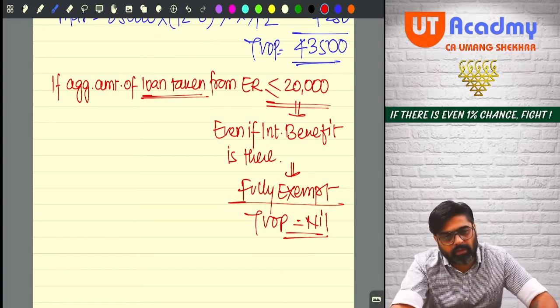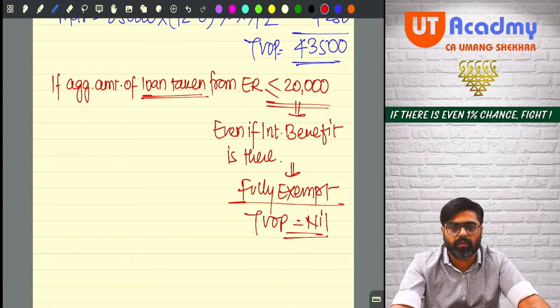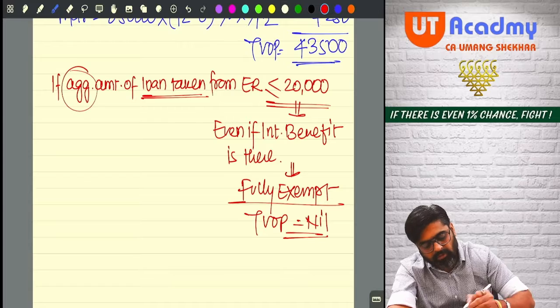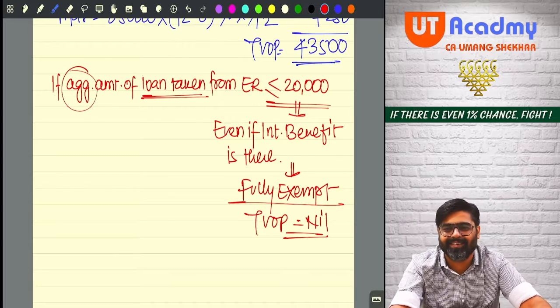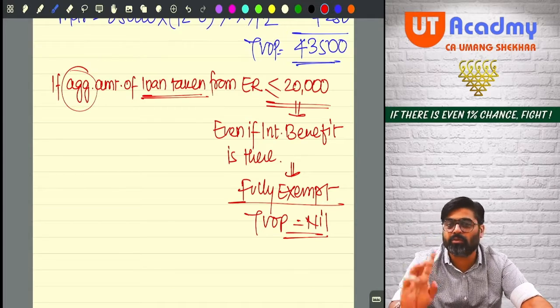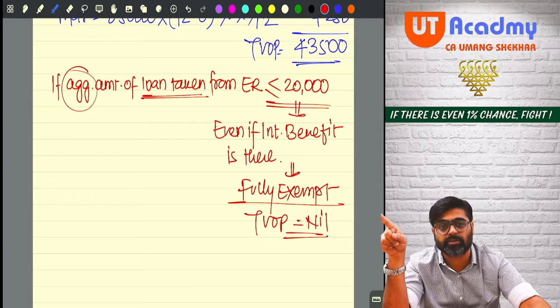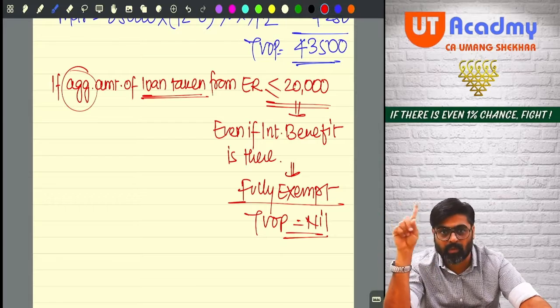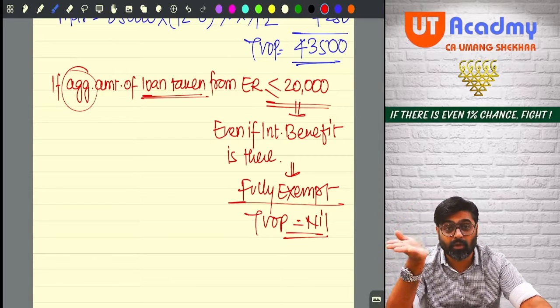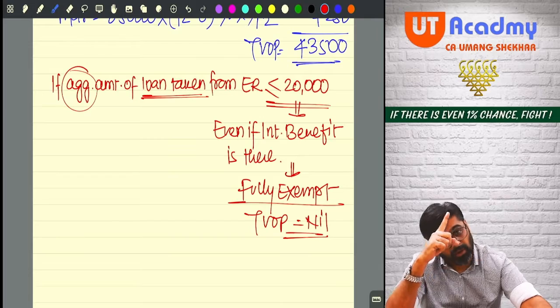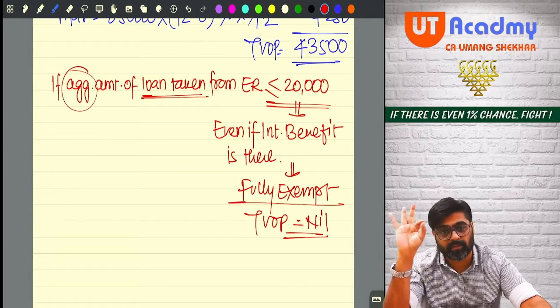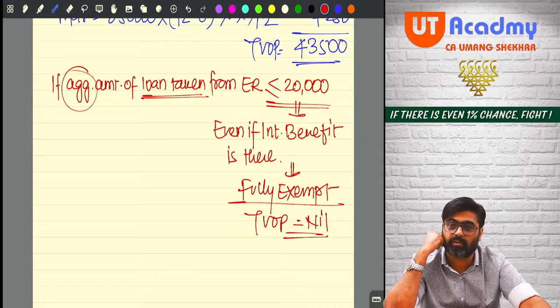Sir, what if I am taking 3 loans from my employer, every loan 20, 20, 20? None of the loan is more than 20. That is the reason why they have used the word aggregate. Even if a single loan is not more than 20, if the total of all the loans is more than 20, there will still be interest benefit on the entire loan amount now, not the loan amount in excess of 20. No, no. Now on the entire loan amount, interest benefit will be calculated and it will be taxable.